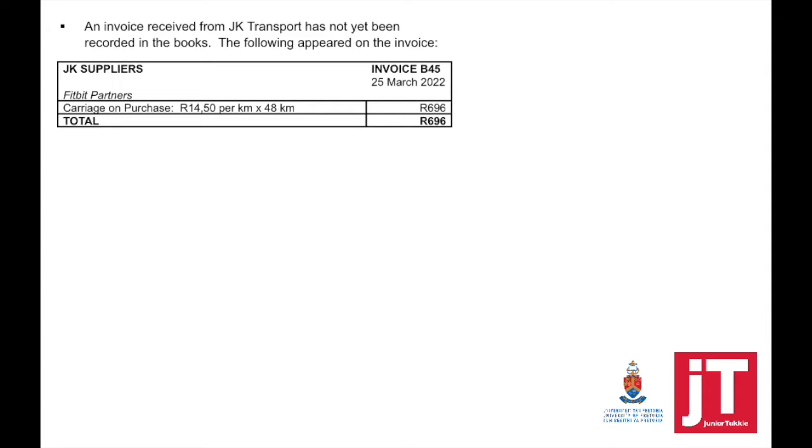Adjustment number 2. An invoice received from JK Traders has not yet been recorded in the books. The following appeared on the invoices. Carriage on purchase, the total 696. Carriage on purchase means we need to add it to the trading stock account. Any additional cost in getting stock must be added to the trading stock account if we're using a perpetual or continuous inventory system.